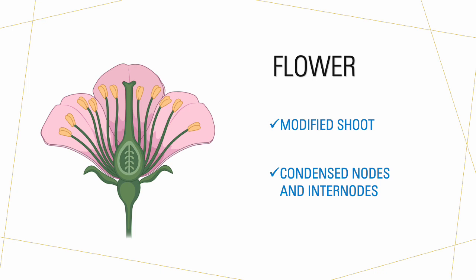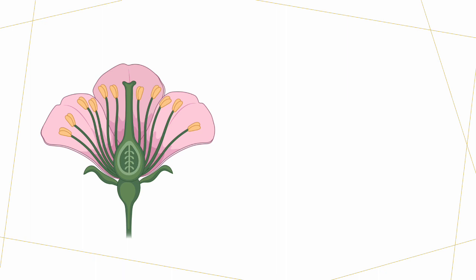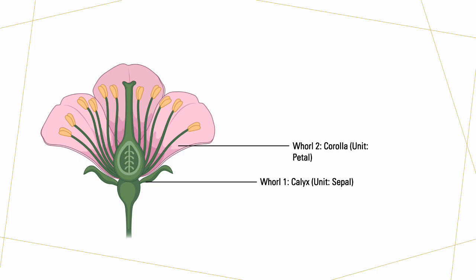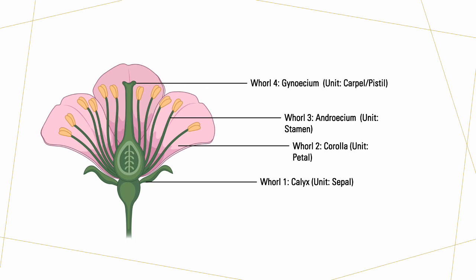Moving ahead, the next important thing is to understand what the different parts or whorls of a flower are. From outside to inside, the whorls of a flower are as follows. The outermost whorl is known as calyx, the unit of which is known as a sepal. The whorl inner to whorl number 1 is called corolla. The unit is petal. The next whorl is known as androecium. The unit is known as stamen. And the innermost whorl is known as gynoecium, the unit of which is carpel or pistil.